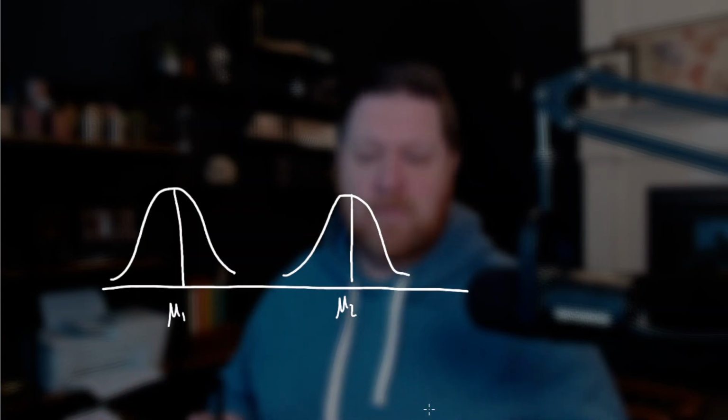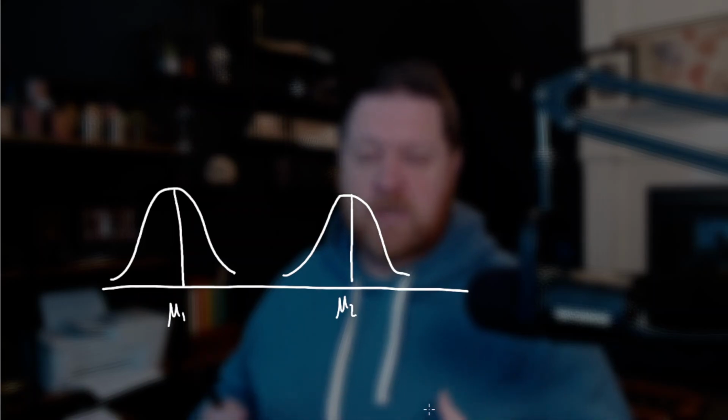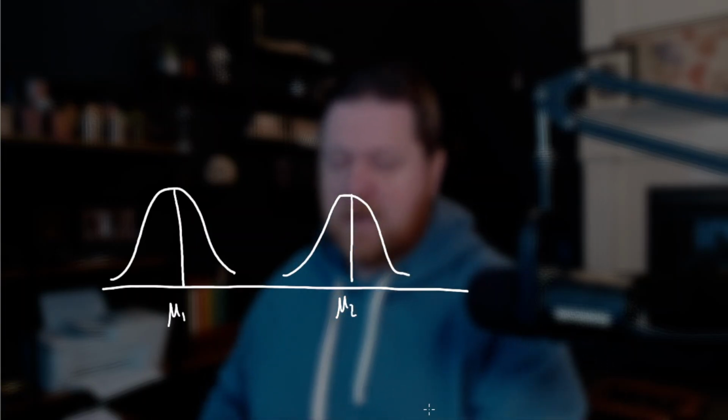The higher the mean, the further it is up on the number line. It's kind of like the address. If you think of the normal distribution as a house, then its address, its location on the street, is defined by mu. The other characteristic that we care about is the standard deviation, or the spread of the data.